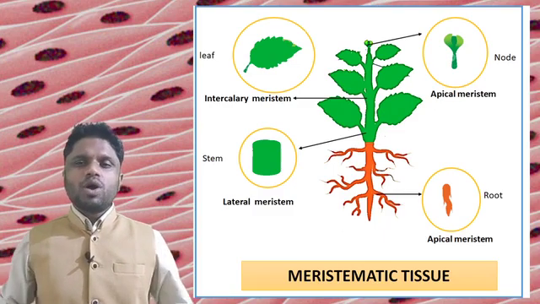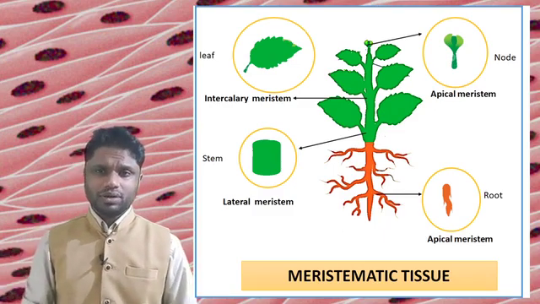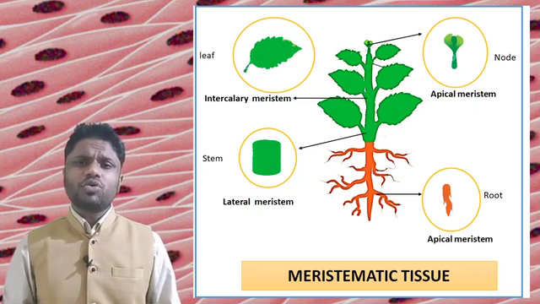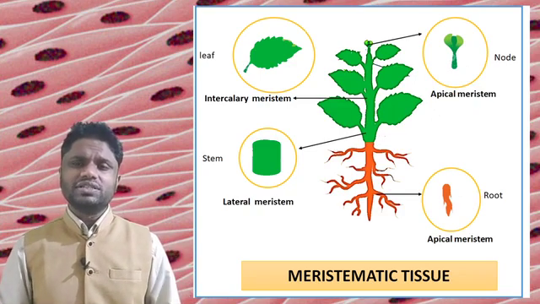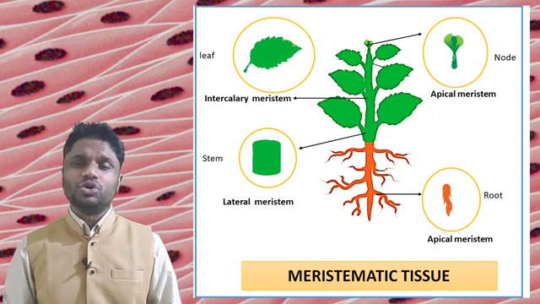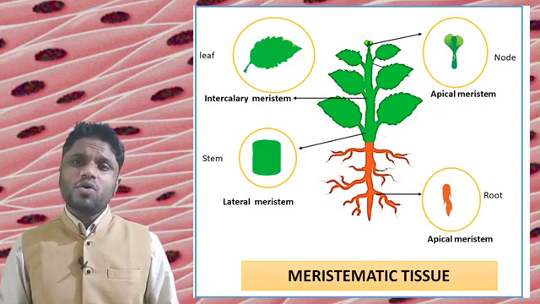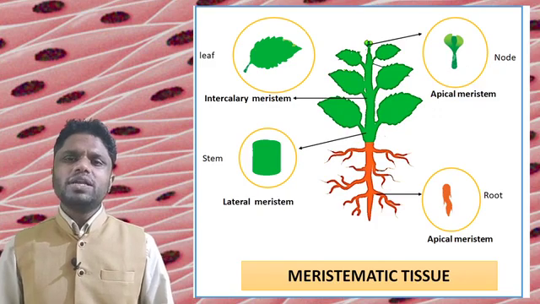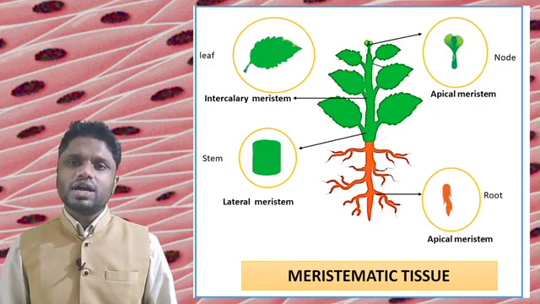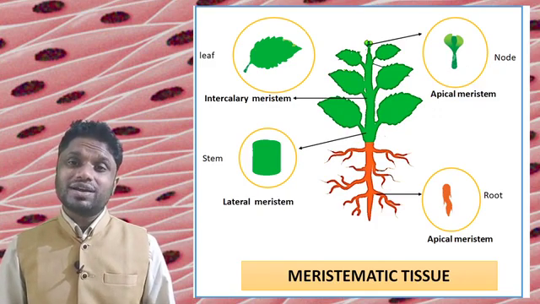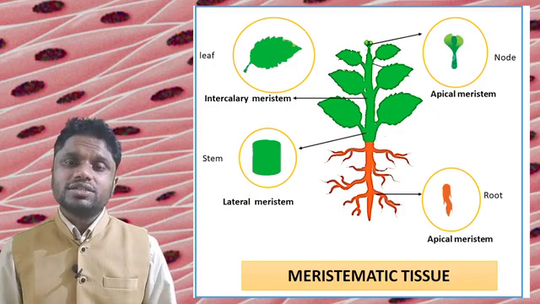So what is a meristematic tissue? The growth of plants occurs only in certain specific regions. This is because the dividing tissue, also known as meristematic tissue, is located only at these points. Depending on the region where they are present, meristematic tissues are classified as apical, lateral, and intercalary.